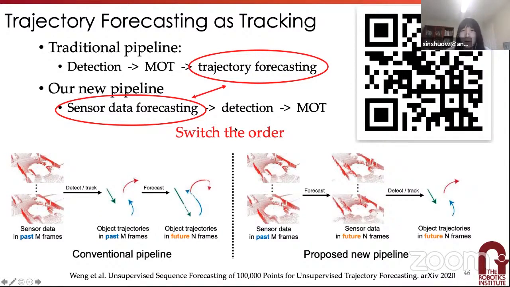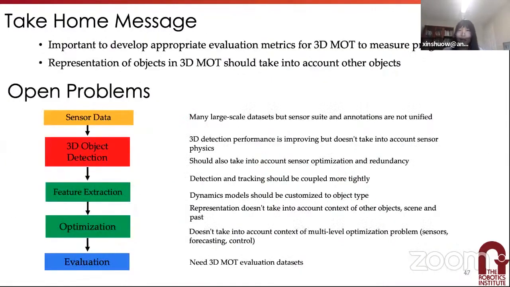So I guess I will hand over to Kris again here. Sure. I guess we're a little bit over time, so this is the last slide. The two take-home messages that we want to express to everyone today are, it's important to develop good evaluation metrics for 3D MOT, and we feel that there's a lot more work to be done in terms of representations of objects for 3D MOT. Some of the open problems, I can discuss these more later, but I'm just going to read them quickly.